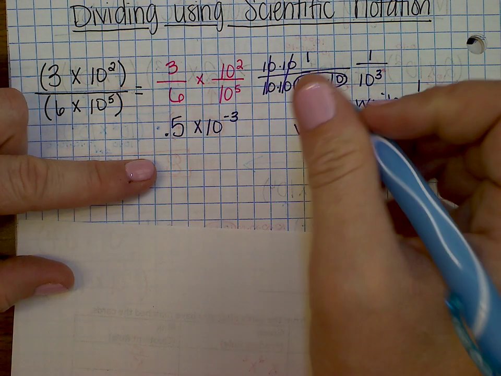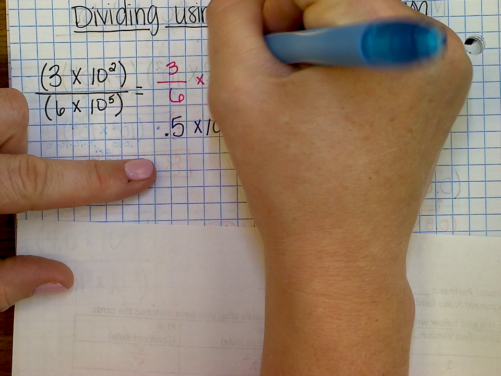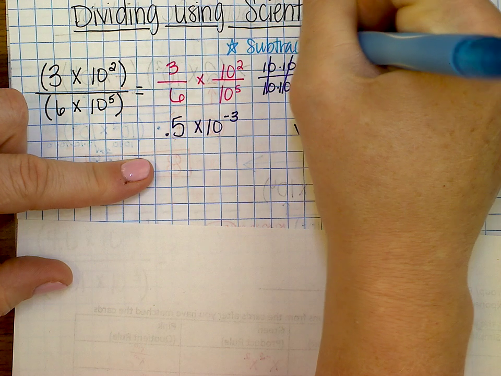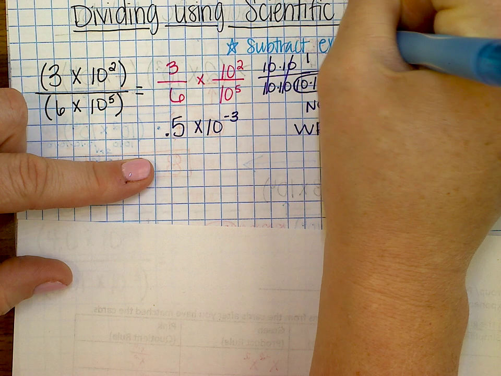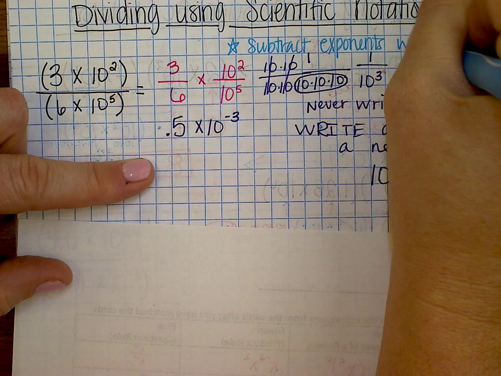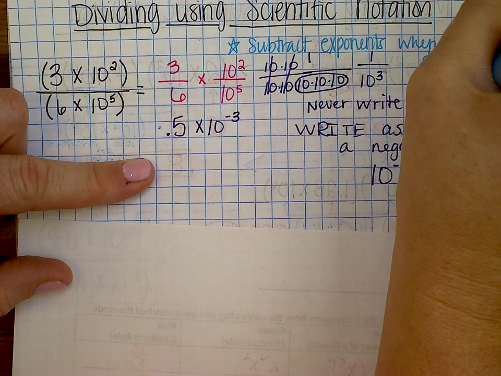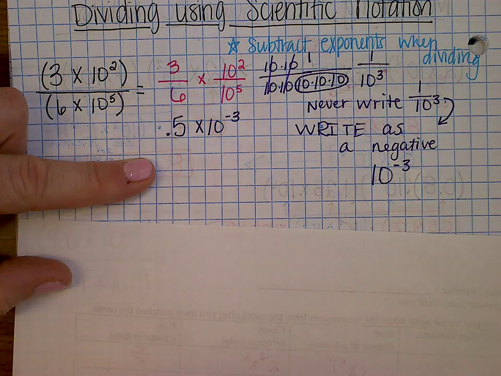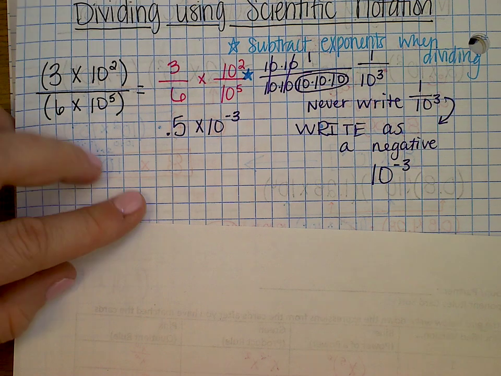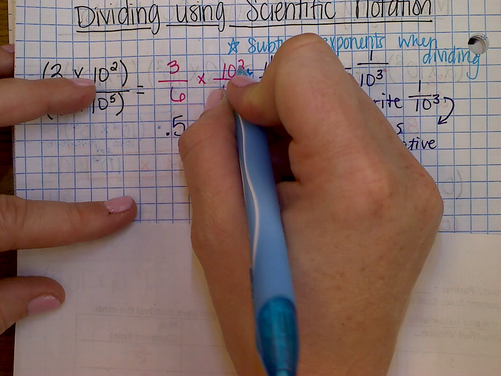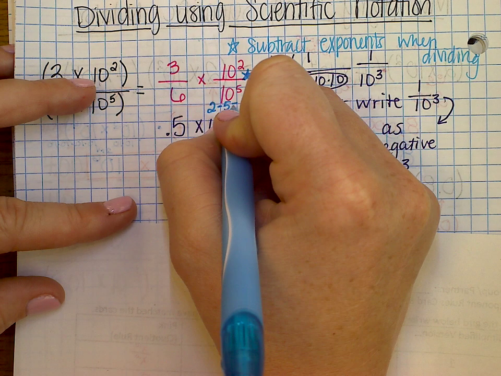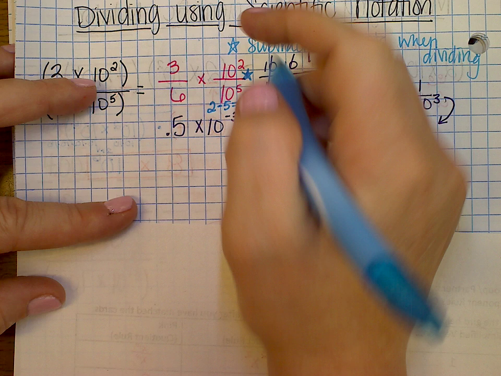But remember your rules. Subtract exponents when dividing. I'll move my hand in just a second. So right here, subtract exponents when dividing. 2 minus 5 equals negative 3.